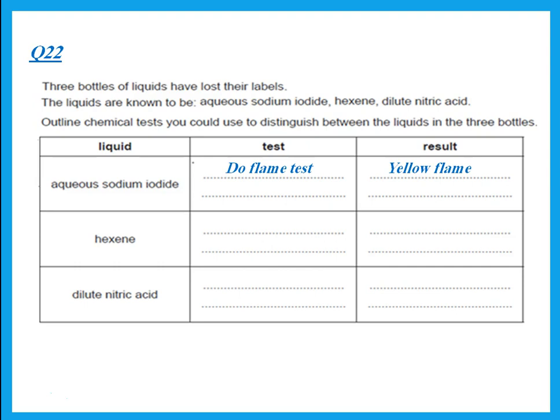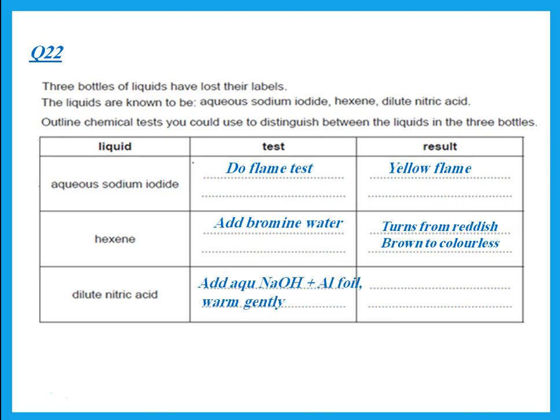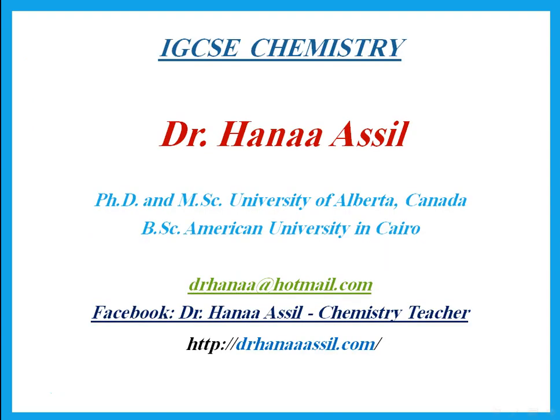Now hexene, again, hexene is an alkene. Remember what were the tests? What was the test for alkene? Add bromine water. It should turn from reddish brown to colorless. Testing for dilute nitric acid. Well, this is something that has acid. It has nitrate. So I can either test for acid by adding a carbonate or I can test for nitrate. So if I add aqueous sodium hydroxide, aluminium foil, warm gently, remember this is the test for nitrate, I should get bubbles of gas that turn damp red litmus paper to blue.